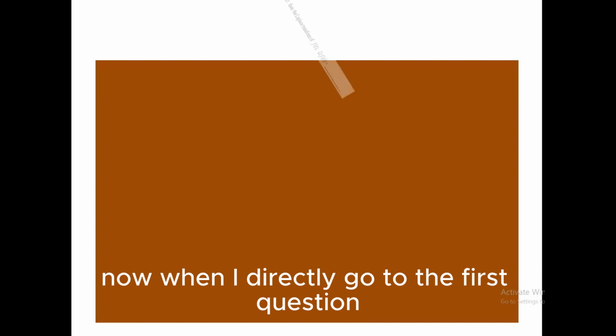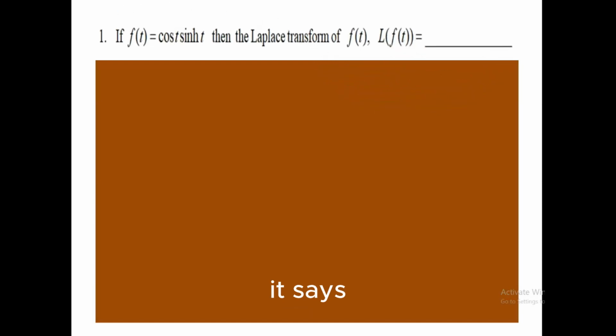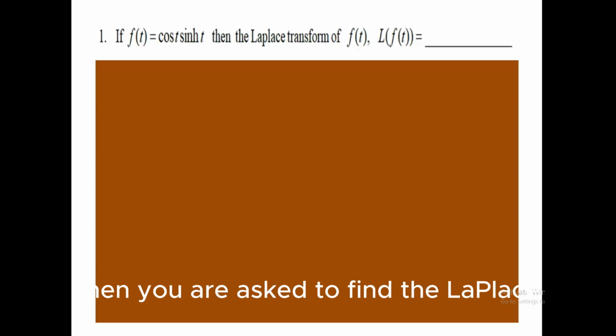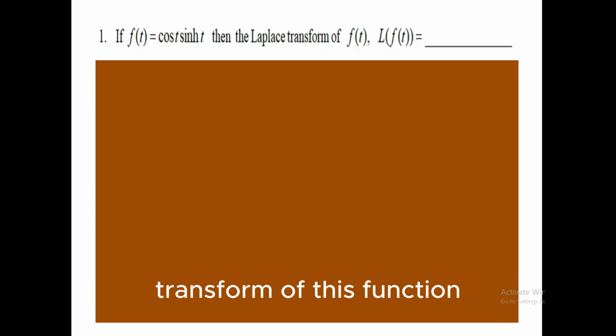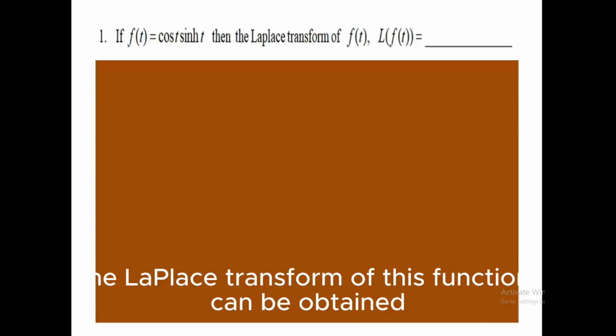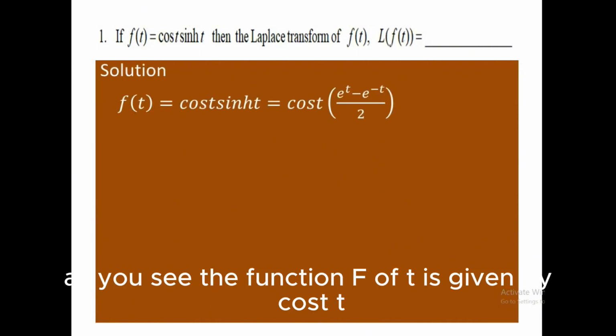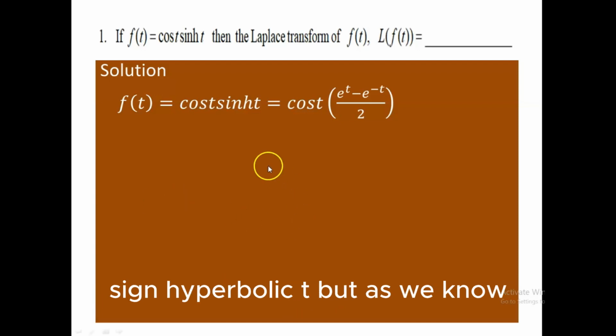Now when I go directly to the first question, it says if f of t is given by cos t sinh t, then you are asked to find the Laplace transform of this function. The Laplace transform of this function can be obtained as follows. As you see, the function f of t is given by cos t sinh t.